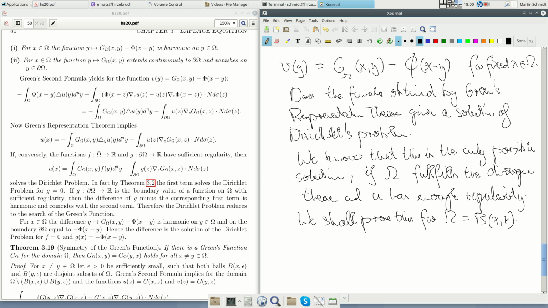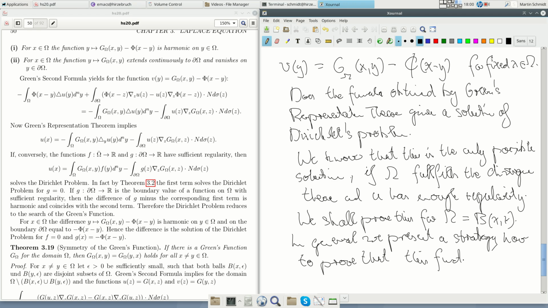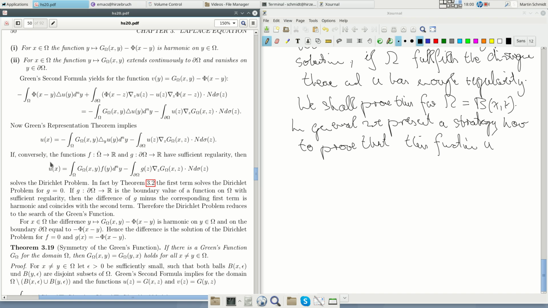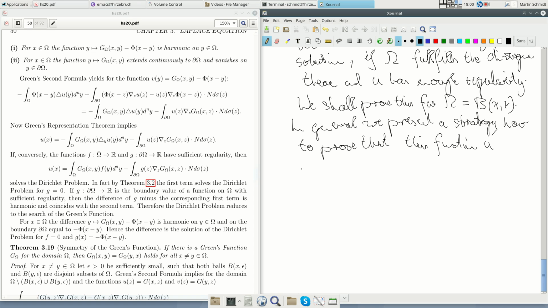But at the moment, in general, we present a strategy for how to prove that this function u, which is given here by this formula, solves the Dirichlet problem.